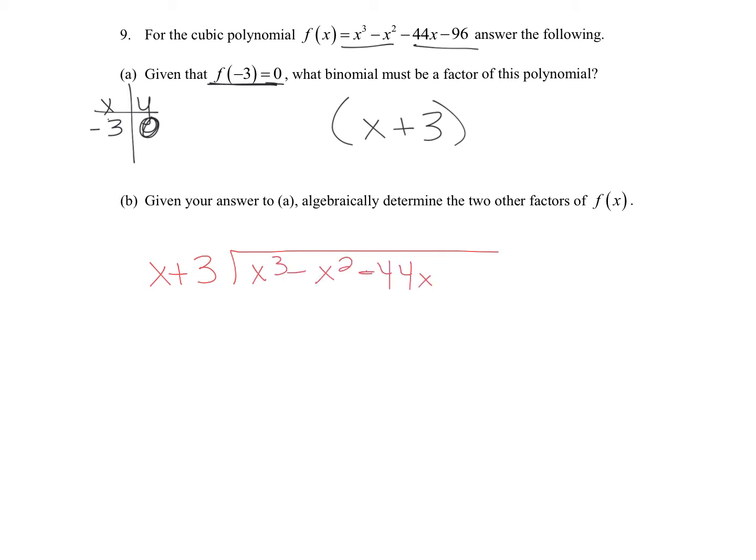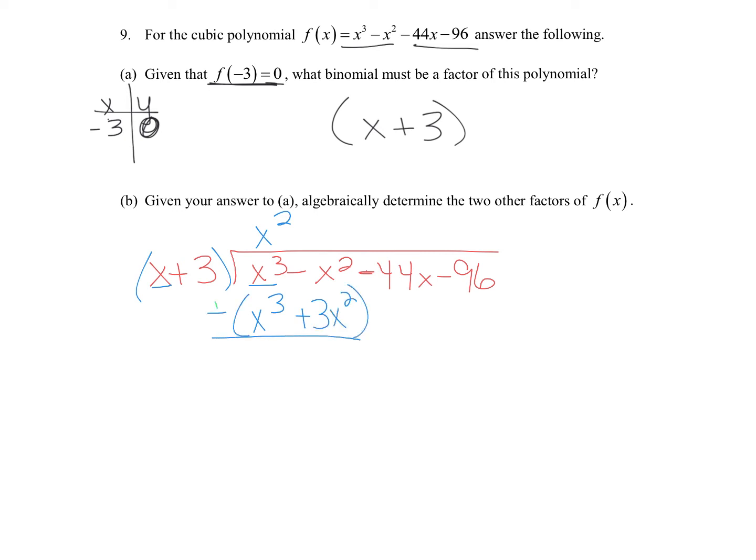So because of that information in part A, I know that this should give me something with no remainder, finding another factor in my quotient. When I get the quotient, that'll be another factor. So we start out, x goes into x cubed, x squared times. Then we multiply it out, so that's x cubed plus 3x squared.